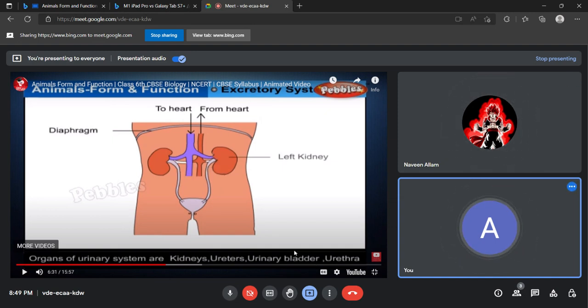Yep. Okay, so we will stop here today. What all the systems have we already covered? We have covered the excretory system, the digestive system, the circulatory system, and the respiratory system. So these four systems we have covered. The rest of the systems we are going to see tomorrow.